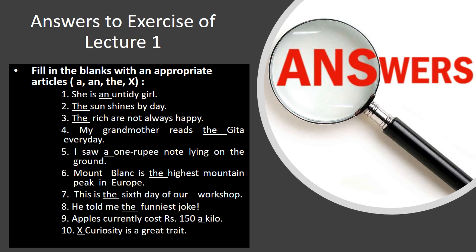Number 6, Mount Blanc is dash highest mountain peak in Europe. Now high, higher, highest. So highest is a superlative degree, and before superlative degrees we always use the. Superlative degrees are preceded with the. The highest mountain peak.